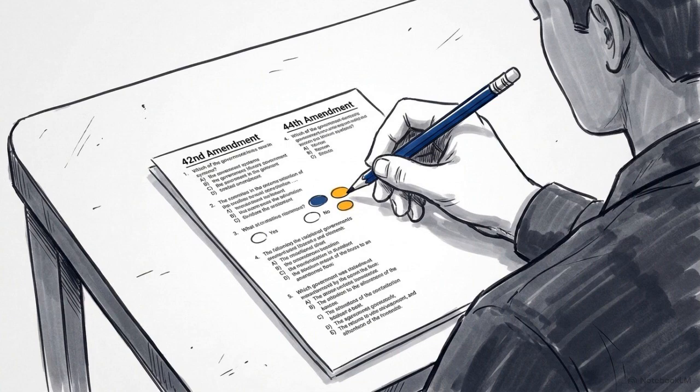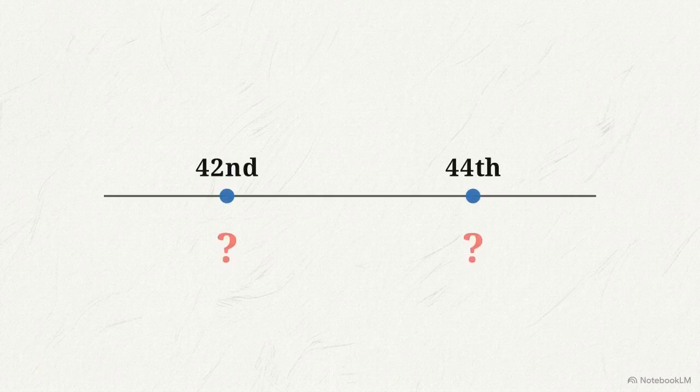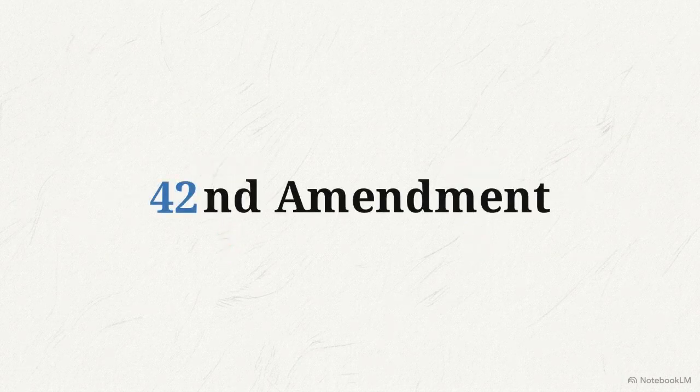For many students, the 42nd and 44th constitutional amendments are easy to confuse during an exam, leading to errors on high-frequency questions. The most effective way to separate these two events is to first secure their exact years of enactment in your memory. For the 42nd Amendment, simply add the digits 4 and 2 to get 6. This identifies the year as 1976.